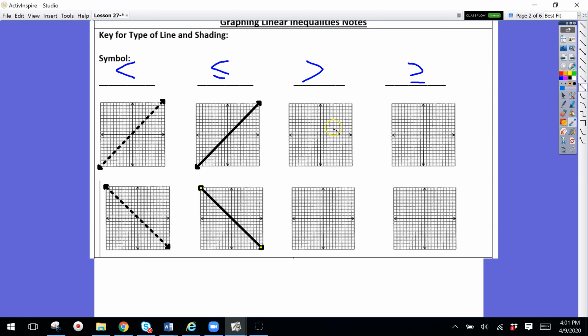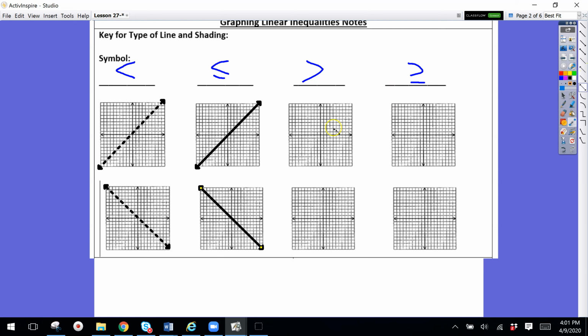We would get our other points by using the slope. The slope says that I need to go up 2 over 3. Here's another point. And we can get another point this way by going down 2, backwards 3. Now I have to decide what type of line. Well, this does not have an equal sign, so I need to go ahead and do a dashed line. So we're going to look here for our dashed line, and we're going to create a dashed line.